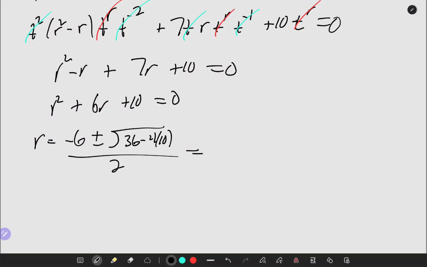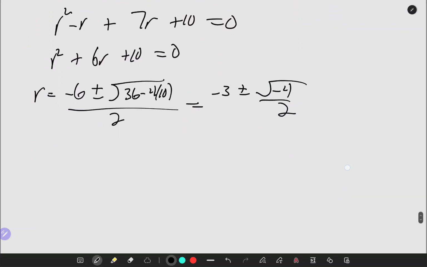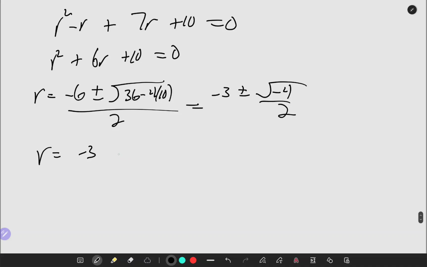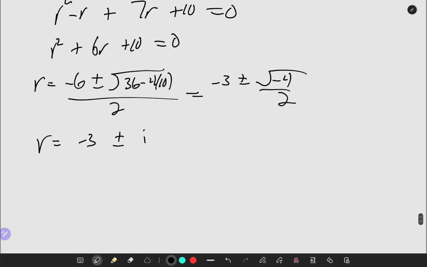That is equal to -3 plus or minus the square root of 36 minus 40, which is -4. Right, so then R would be -3 plus or minus 2i over 2, so then that cancels. So plus or minus i. So then R1 is -3 plus i. R2 is equal to -3 minus i.